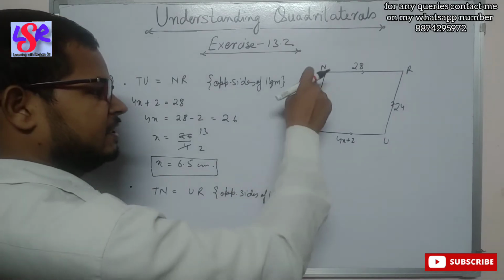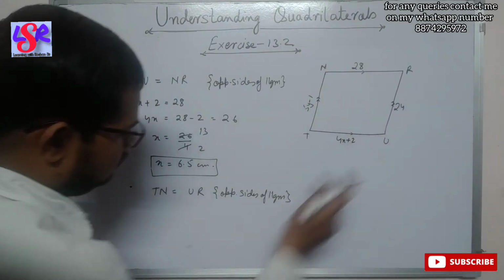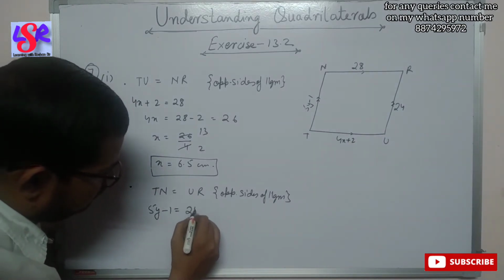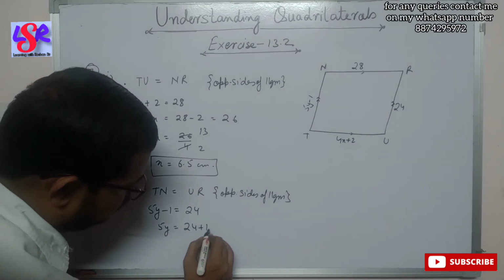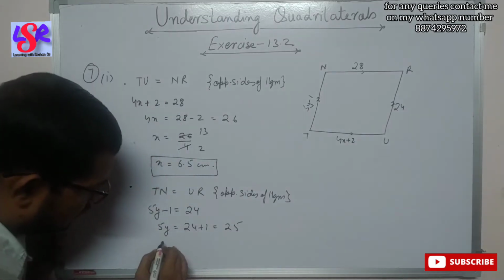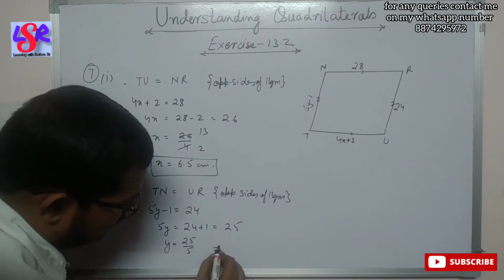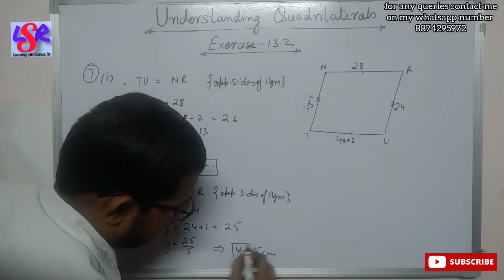Also we have this side TN equals UR, so we can equate 5y minus 1 equals 24. So on doing so we get 5y minus 1 equals 24. So this can be written as 5y equals 24 plus 1, that will be 25. Now y equals 25 by 5, that implies y equals 5 centimeter as answer.